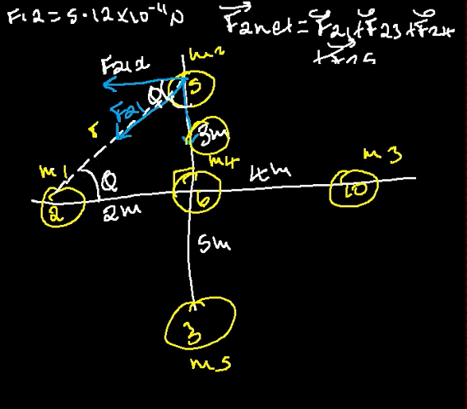Using the trigonometric ratios, tan theta is opposite over adjacent. The opposite is 3 divided by the adjacent, which is 2. And therefore, we'll have the tan inverse of 3 divided by 2, which gives theta as 56.31 degrees. That is the angle theta.